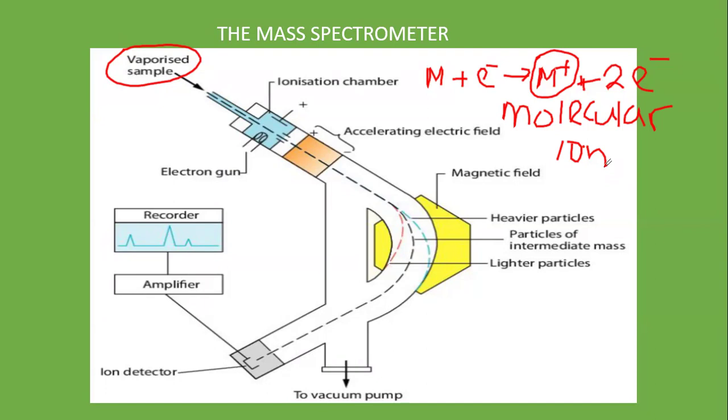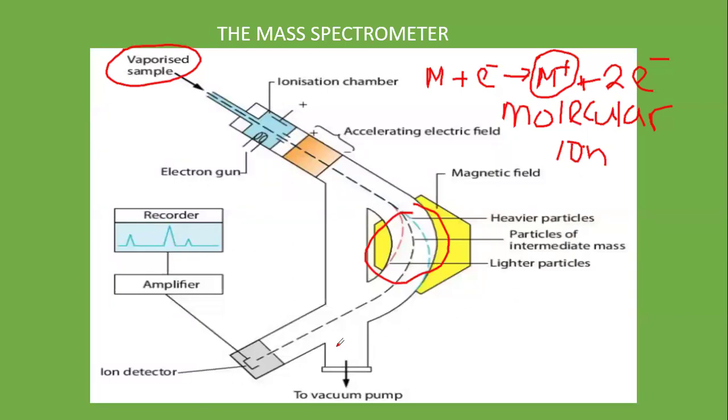So the first one, we have the ionization chamber, the acceleration chamber, and the magnetic field where the ionized samples or fragments are deflected. At the magnetic field, the heavier samples are less deflected, and we have the intermediate mass. The fragments, which are not as heavy as the molecular ion, are moderately deflected, and the lighter samples experience higher deflection.